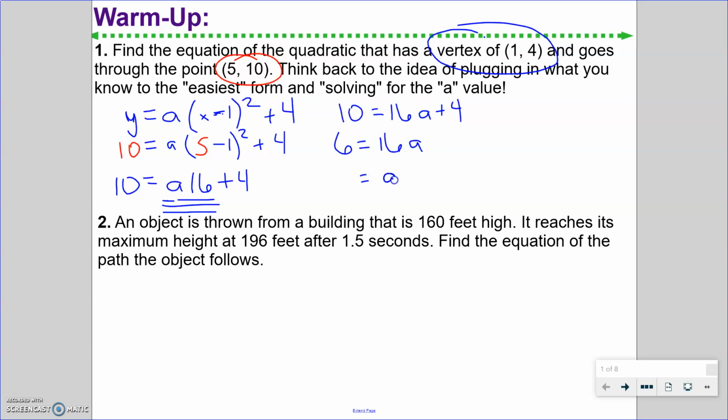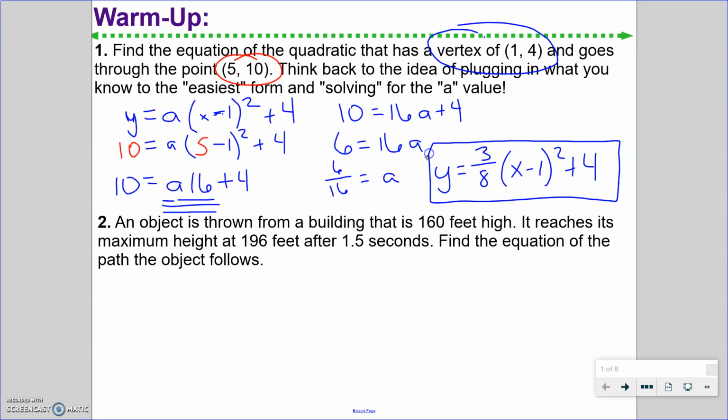We get kind of a gross a value. That's okay. They both divide by 2, so 3 over 8. So if my a value is 3 over 8, I need to plug that back into my equation with the (x minus 1) squared. And then that would be the equation of that quadratic.